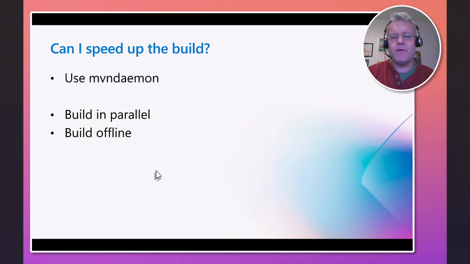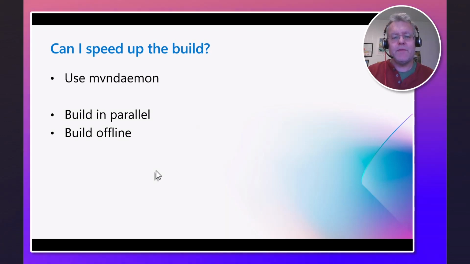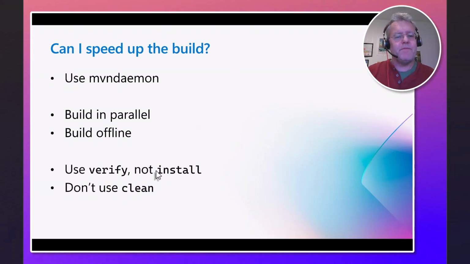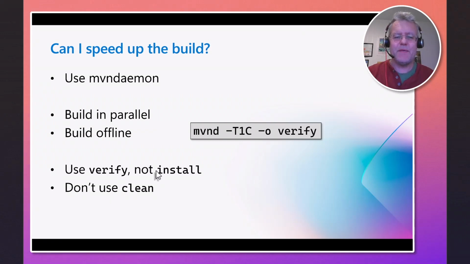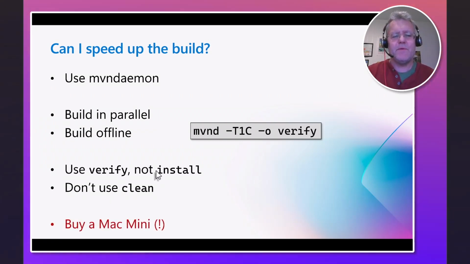You should be looking to build in parallel, of course, make the most of your multiple cores on your machine, and build offline. So once you pull down the libraries off the internet, then don't keep trying to pull them down. Of course, you should be using Maven verify, not Maven install, and don't bother doing a clean, because once you've compiled the code, you don't want to recompile unless you actually have to. So all those together come in as mvn -T1C -o verify. T1C is one thread per core. And actually, there's one other thing you can do, which I ended up doing. You could buy yourself a Mac Mini, not too expensive, and ridiculously quick. Anyway, but let's get to the next point.